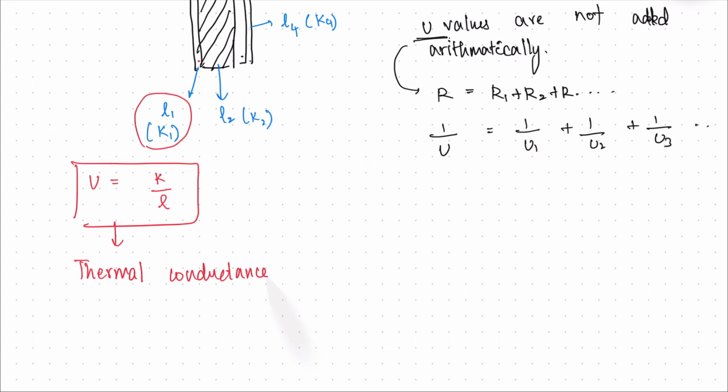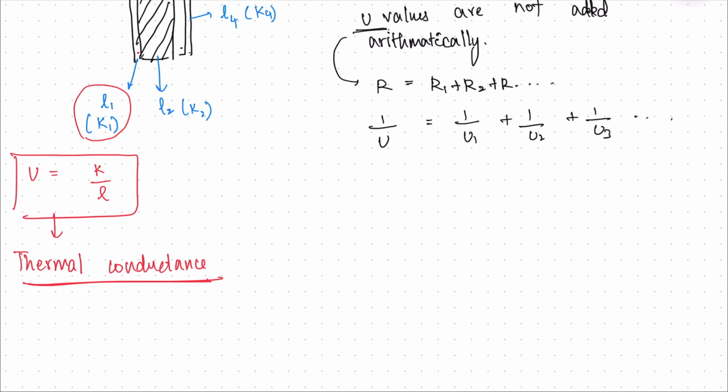So in a multi-layer component, each layer has its own thermal conductance, which is very similar to your thermal transmittance, but you just call it conductance. And you add each conductance of each layer of the component together to get your U value of that component.